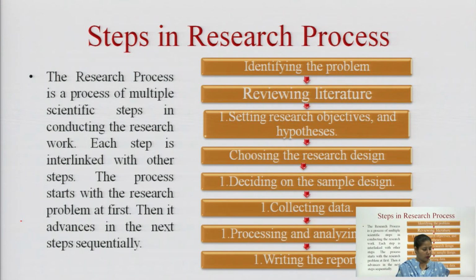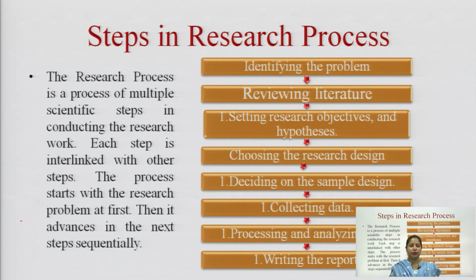Now, we move to the steps in the research process. So, first of all, what basically is the research process? The research process is a process of multiple scientific steps in conducting the research work, and each step is interlinked with the other steps. The process starts with the research problem at first, and then it moves to the next or advanced step, and so on subsequently. It is basically the roadmap of doing the research, like how we have to start our research and how it is going to end.